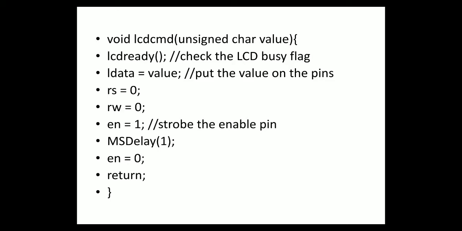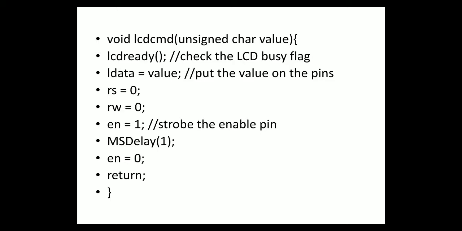Next, RS is equal to 0, because for sending a command, RS has to be 0. Next, RW has to be 0. Then how to make enable? We need to create a 450 nanosecond delay. Initially enable is 1, then it should be 0. Therefore I make EN equal to 1, and then I will call a delay function.